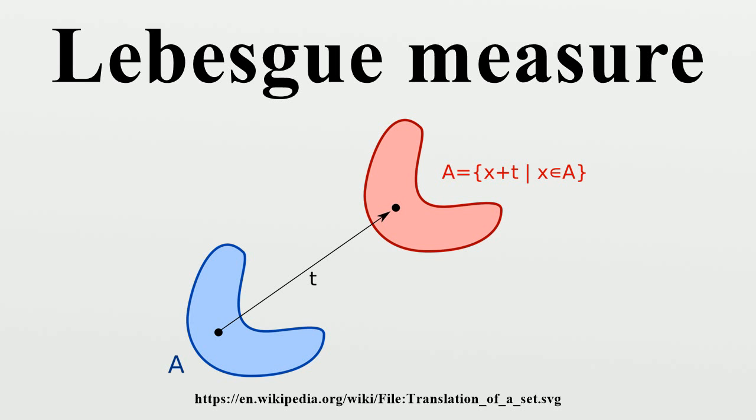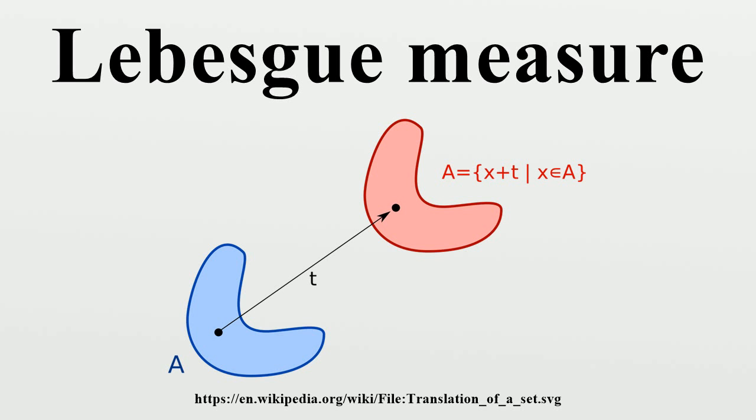Properties: the Lebesgue measure on R^n has the following properties. If A is a Cartesian product of intervals I1 times I2 times up to In, then A is Lebesgue measurable, and lambda of A is the product of the lengths of the intervals, where |I| denotes the length of the interval I. If A is a disjoint union of countably many disjoint Lebesgue measurable sets, then A is itself Lebesgue measurable and lambda of A is equal to the sum of the measures of the involved measurable sets. If A is Lebesgue measurable, then so is its complement.